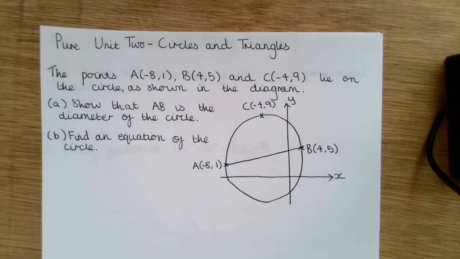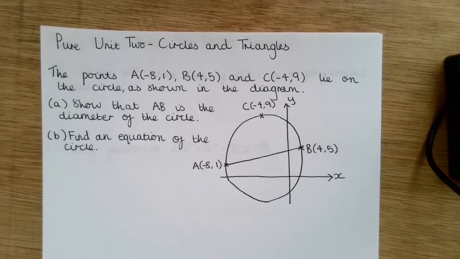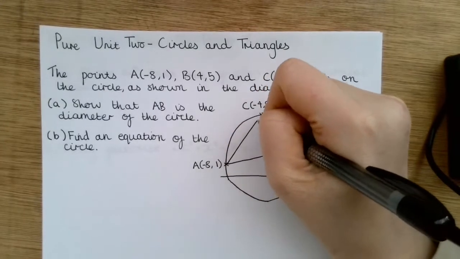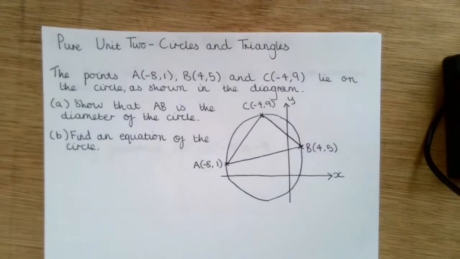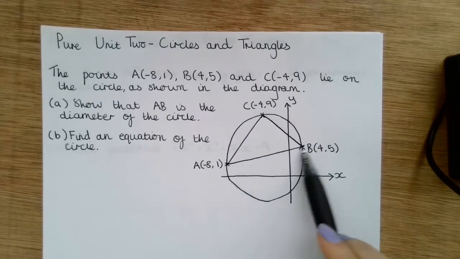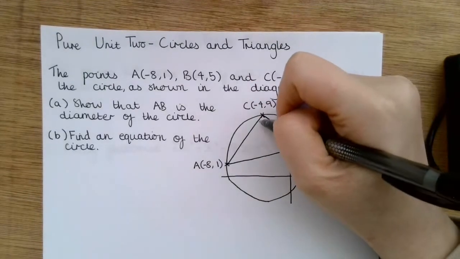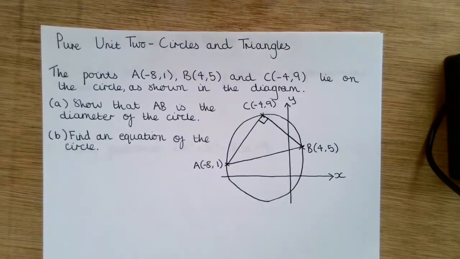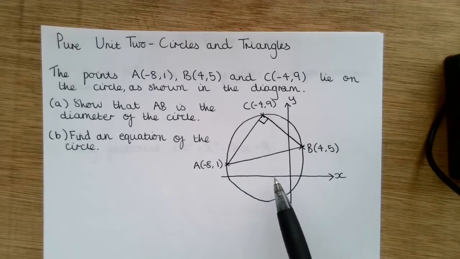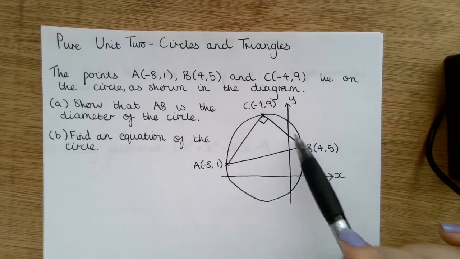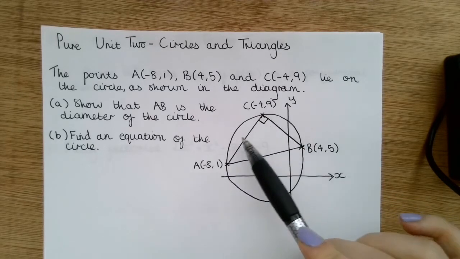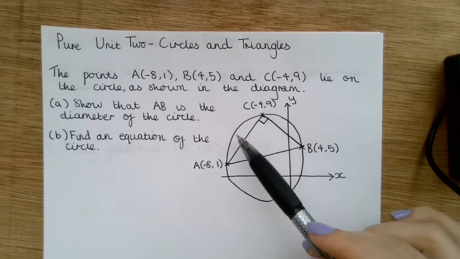Now, this is going to incorporate one of our circle theorems that you saw at GCSE, and that theorem is that if we have a triangle inside the circle, where the base of that triangle is the diameter, then the angle at the circumference must be 90 degrees. We're going to use Pythagoras to show that AB is the diameter of the circle. So we're going to find the lengths of each side of the triangle, show that Pythagoras applies here, which will show that that is a right-angled triangle.